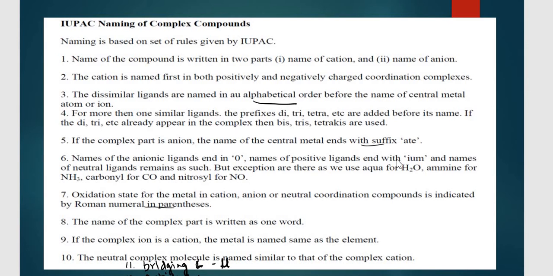And after this, for the central metal, we write the oxidation number of the central metal in Roman numerals. And we write the whole name as one word. We don't put gaps in between. And if it's a bridging ligand, we write mu before the bridging ligand. And when it's an ambident ligand, we just tell the attaching site.